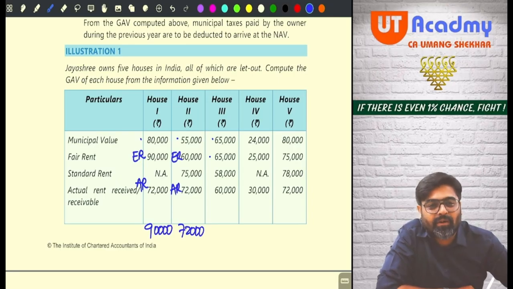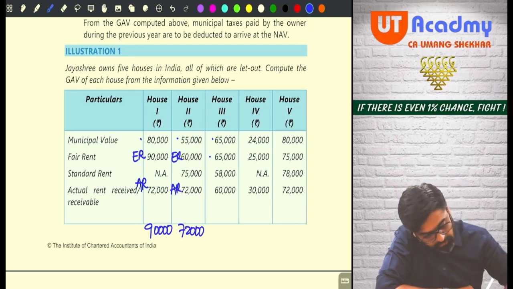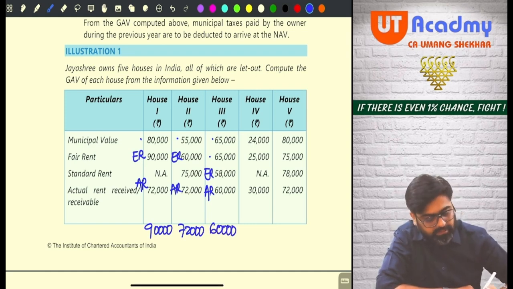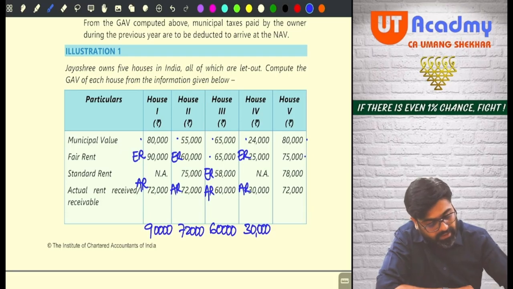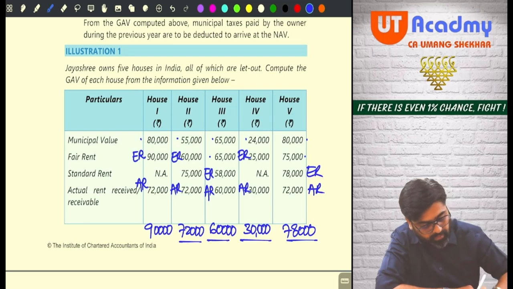Next one, 65 or 58, whichever is lower. So this will be your expected rent and this is actual rent. So here it will be 60. Then 25, 24, 25: standard rent not applicable, meaning this is your expected rent, this is actual rent, this will be GAV. And last one, 80 or 75, 80. 80 or 78, 78. Expected rent 78, actual rent 72. 78,000 will be your GAV.